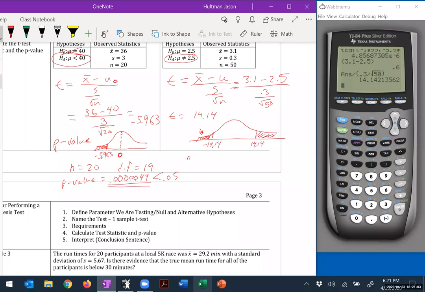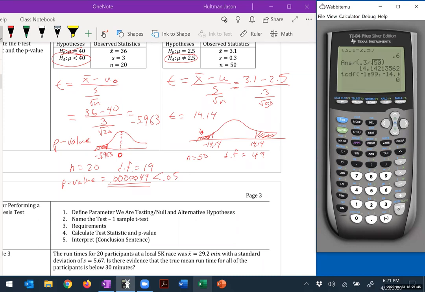Okay, in this case, n is equal to 50, which means my degrees of freedom is equal to 49. And I can go back to my TCDF, second vars, go down to my distribution, which is the t, number 6, TCDF. And in this case, instead of negative 5.963, I'm going to go negative 14.14. This is going to be extremely small. Okay, and then the degrees of freedom is 50. Okay, and I'm going to paste that. And I'm going to hit enter, and it essentially says, look, it's 0.